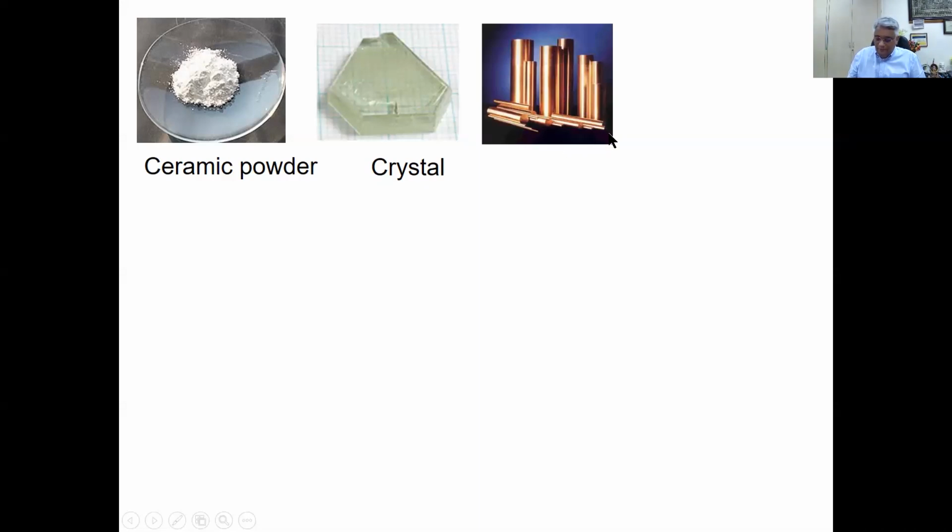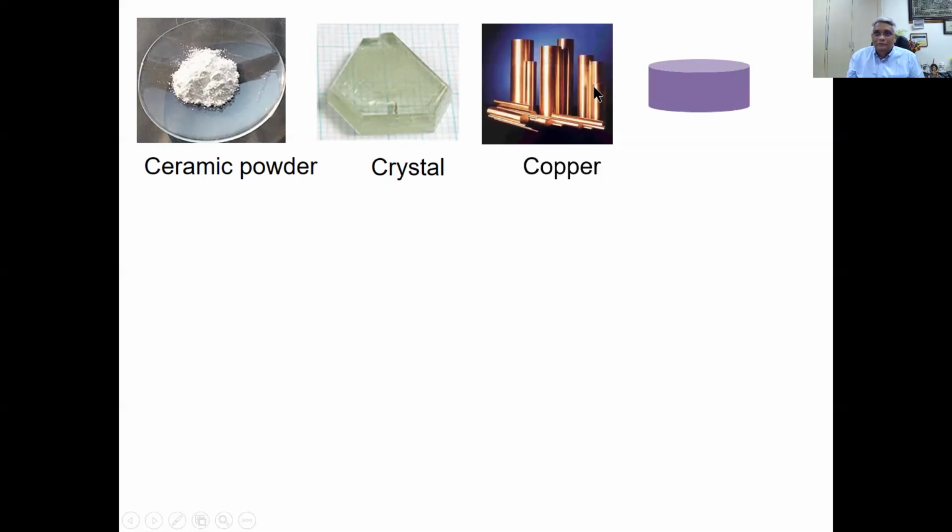And if I ask you, and then I show you a ceramic piece like that, exactly like what I've shown in the previous slide of the superconducting block. So normally insulators have a dull looking surface. The surfaces are not shiny.